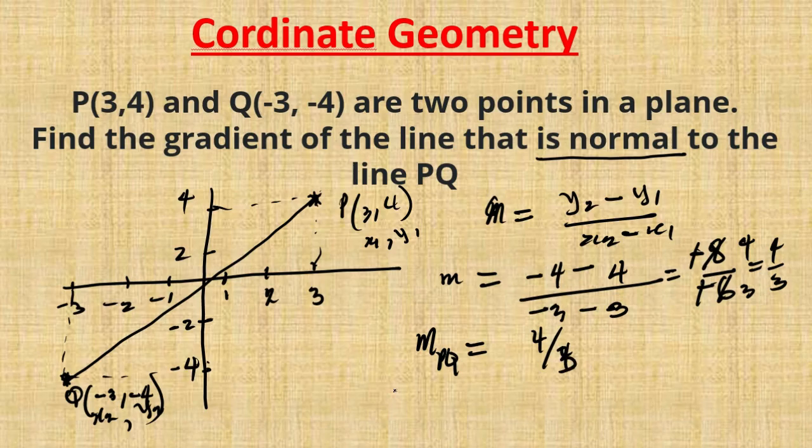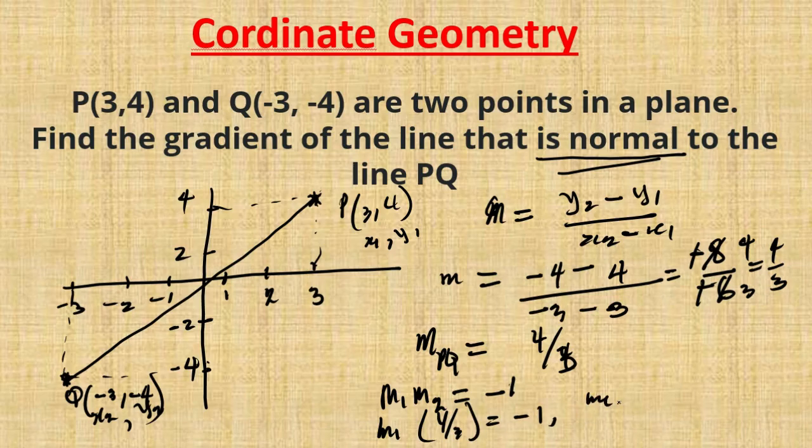Now, if the gradient for line PQ is 4 over 3, what is the gradient of the line that is normal to line PQ? The characteristic of a line that is normal to line PQ says that M1 times M2 equals minus 1. So if M2 is 4 over 3, then M1 times 4 over 3 equals minus 1. This means M1 equals minus 1 divided by 4 over 3, which equals minus 3 over 4. So the gradient M1 for the line that is normal is minus 3 over 4.